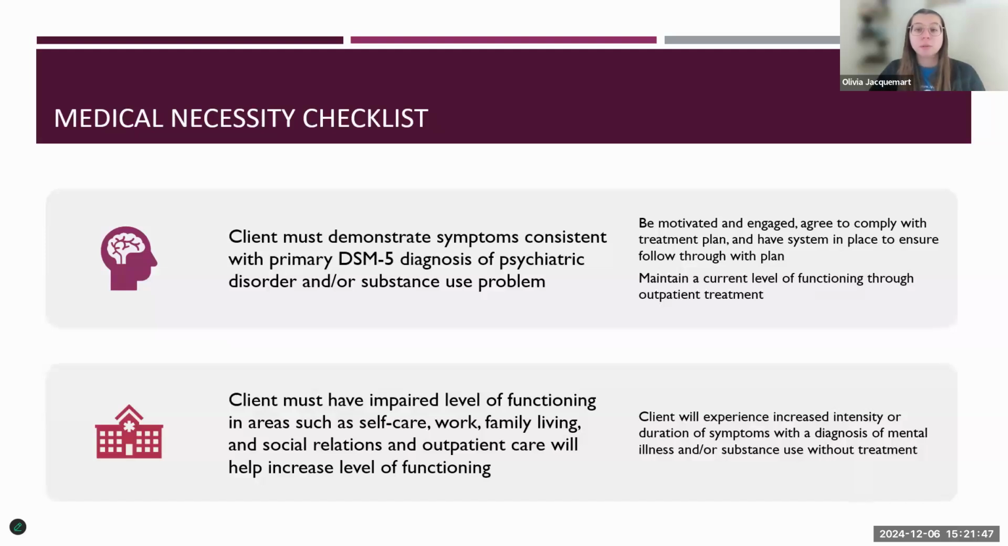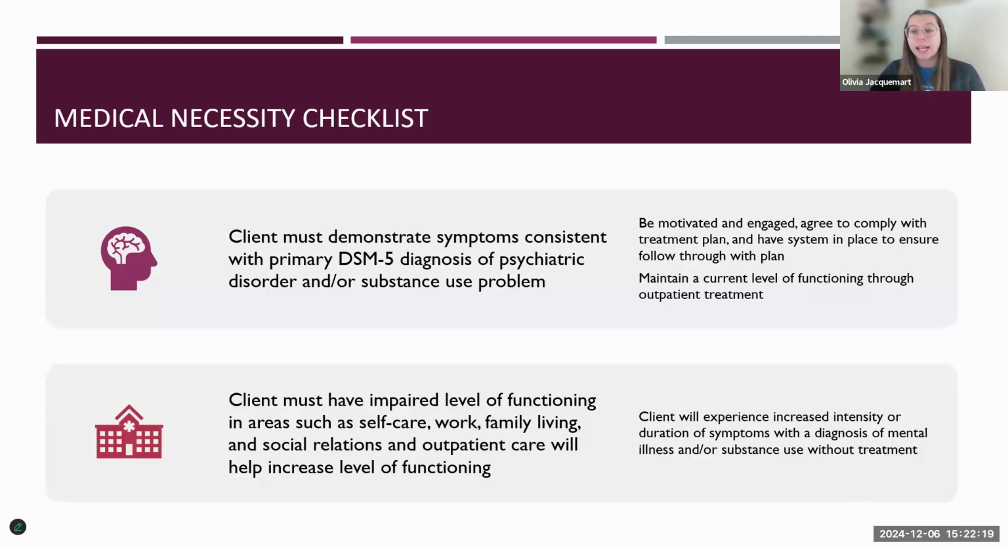So how do we know we are able to get medical necessity? So we have a checklist that we need to make sure we are going through, such as the client must demonstrate symptoms consistent with the primary DSM-5 diagnosis of a psychiatric disorder and/or substance use problem, be motivated and engaged, agree to comply with the treatment plan, and have a system in place to ensure follow through with the plan. They need to actually participate in their own service.